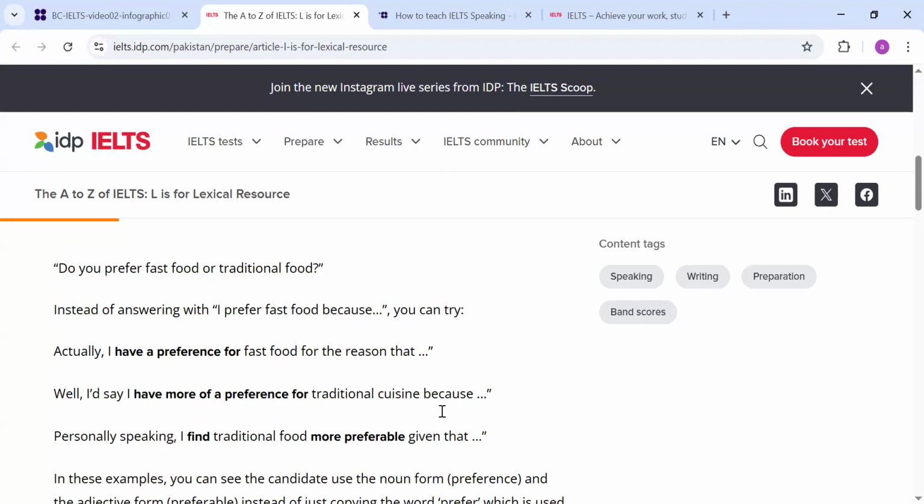So can anybody tell me what part of speech this is: a noun, verb, or adjective? Ma'am, what word?